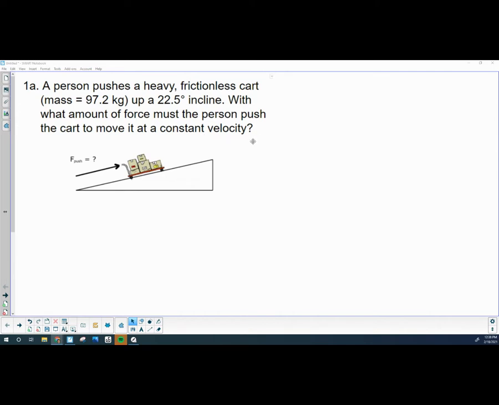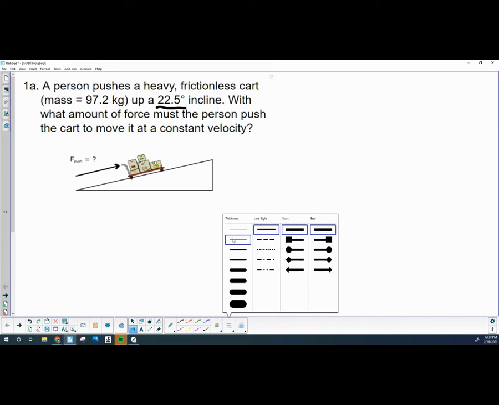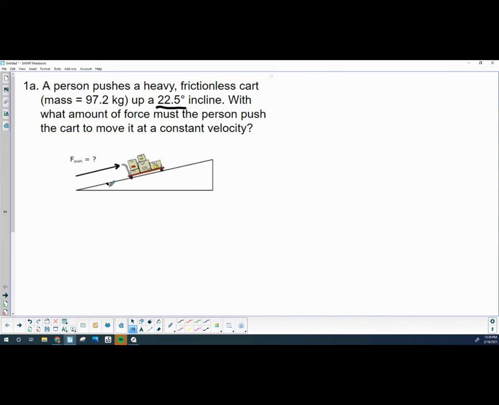So constant velocity is key. That would be zero acceleration. We need to draw a force diagram where forces are balanced. So first of all, let's just note the 22.5 degree incline. That will be, in the diagram, this angle right here, 22.5 degrees.